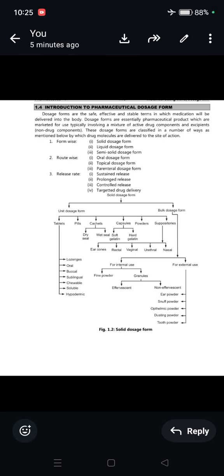Form wise: solid dosage form, liquid dosage form, semi solid dosage form. Route wise: oral dosage form, topical dosage form, and parenteral dosage form. Then the third one, release rate: sustained release, prolonged release, controlled release, and targeted drug delivery.